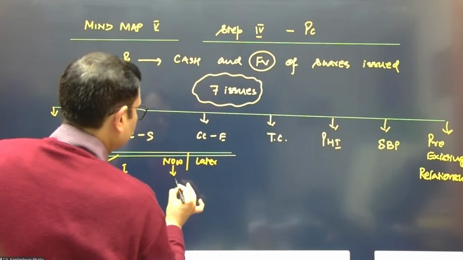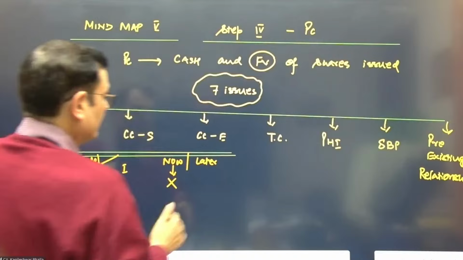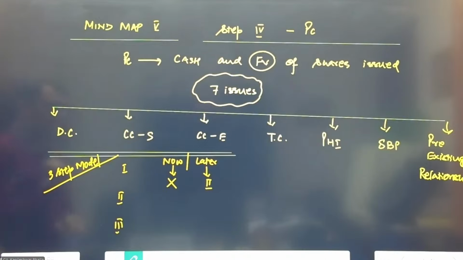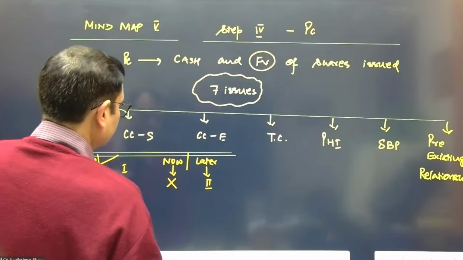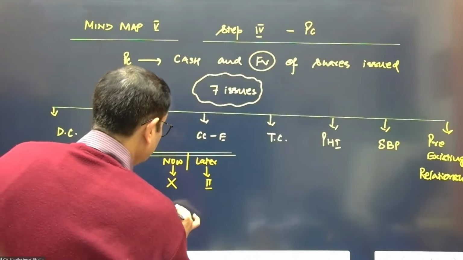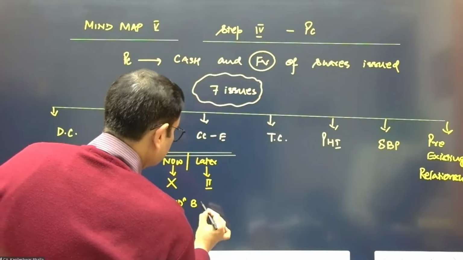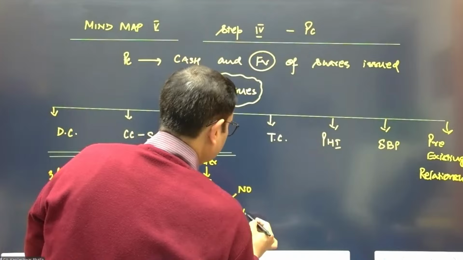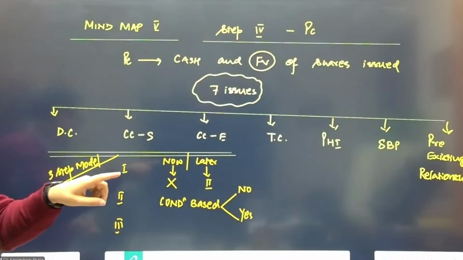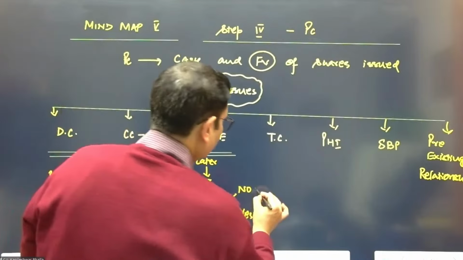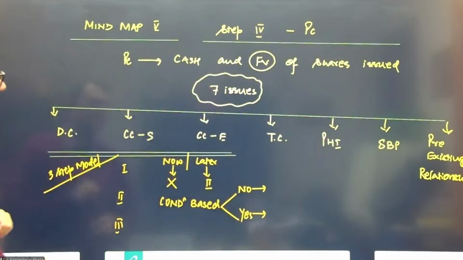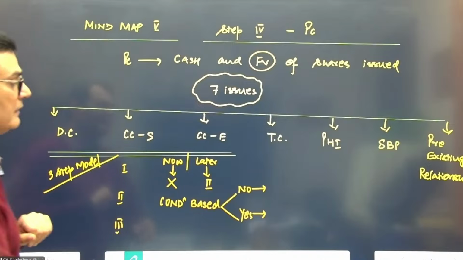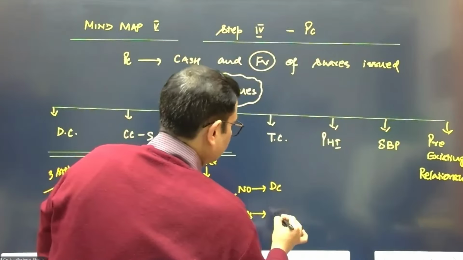Can I say if it is done now, it's neither DC nor CC. If it is later, you need to go to step 2. It can be DC, it can be CC. The second step is: is it conditions based? We say no, it's not condition based, or we say yes, it is condition based. If you say no, it's not condition based, then what is it? There are no conditions attached. A payment is later with no ifs and buts. DC. And if it is yes, we go to step 3.